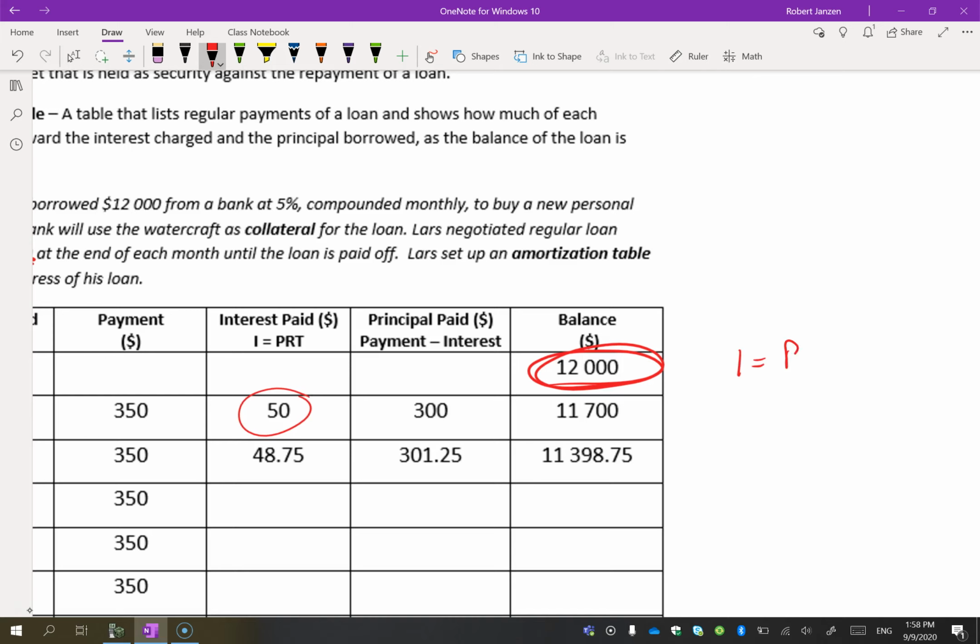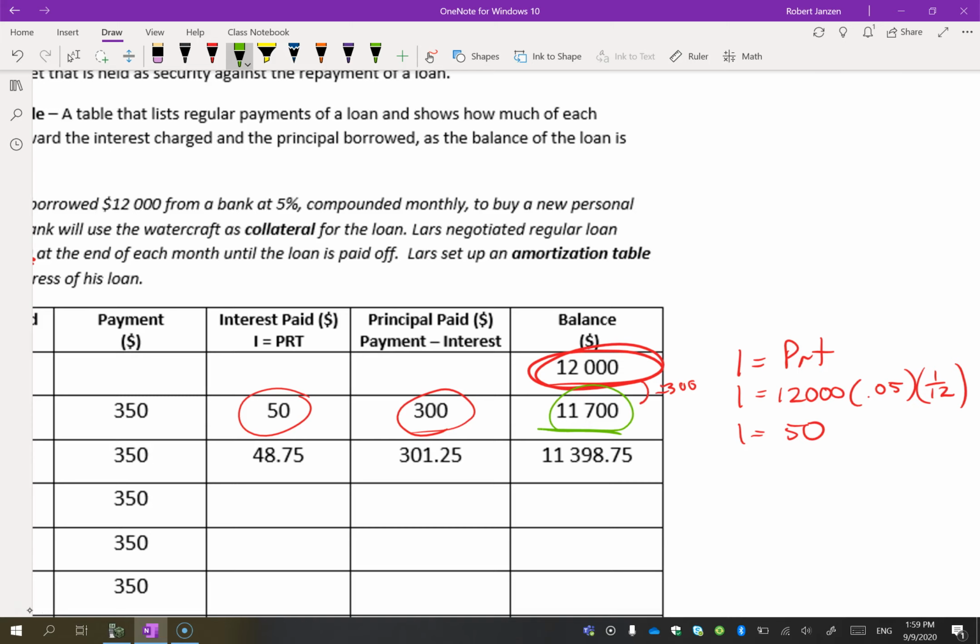Well, with simple interest, the principal times 5% times 1 over 12, because it's not a year, it's just 1 month. 1 out of 12 months gives you $50. Okay, so the interest for the first payment is 50. That means out of the 350, 300 is left to pay down the loan. So you take away 300 here, and the new loan for the next month will be 11,700.